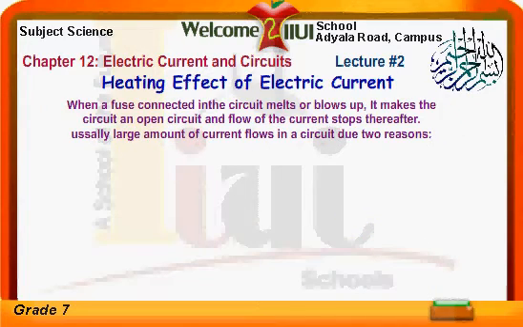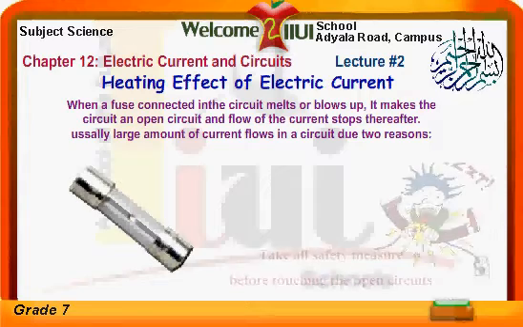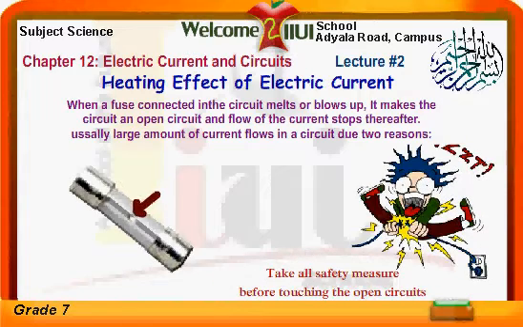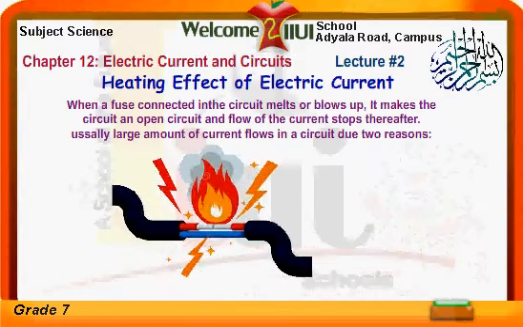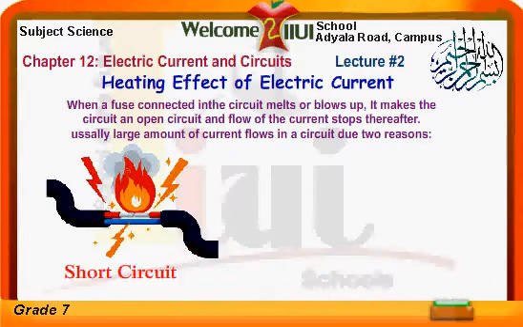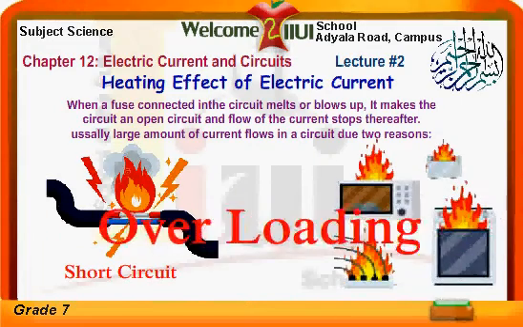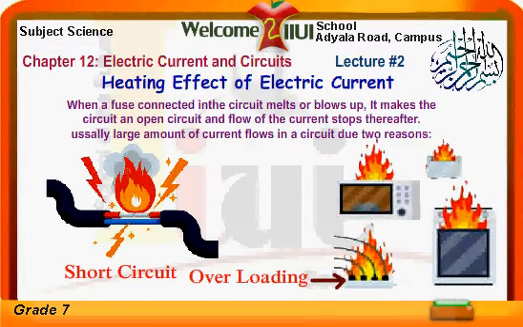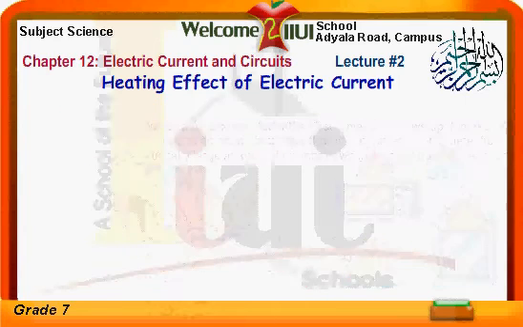Students, when a fuse connected in a circuit melts or blows up, it makes the circuit an open circuit and the flow of current stops thereafter. Usually, a large amount of current flows in a circuit due to two reasons: short circuit and overloading. Short circuit happens when two wires touch each other, whereas overloading of a circuit happens when a large number of devices are connected to the same power supplying point.